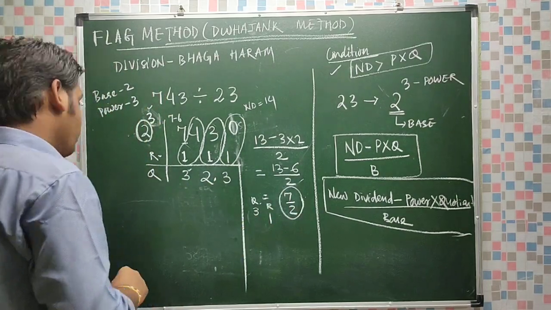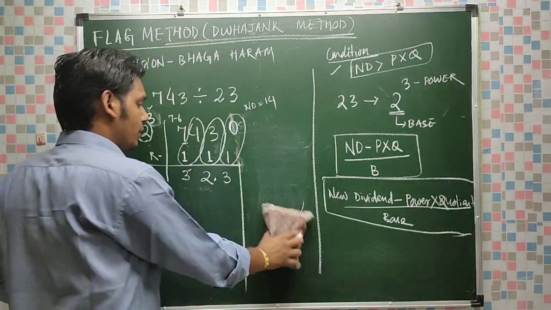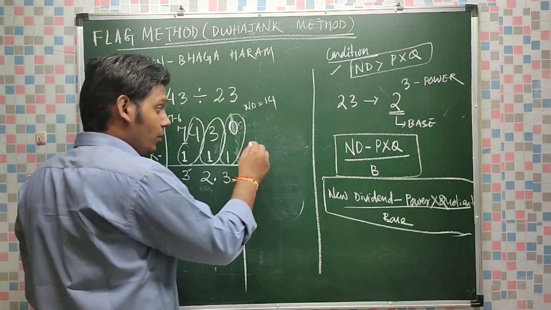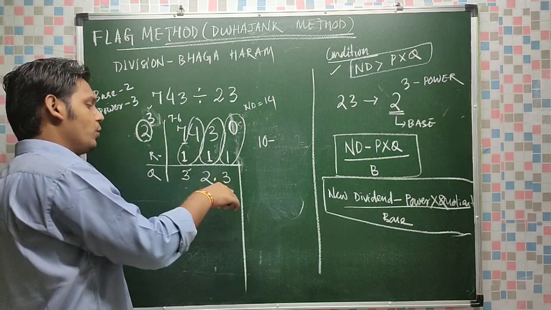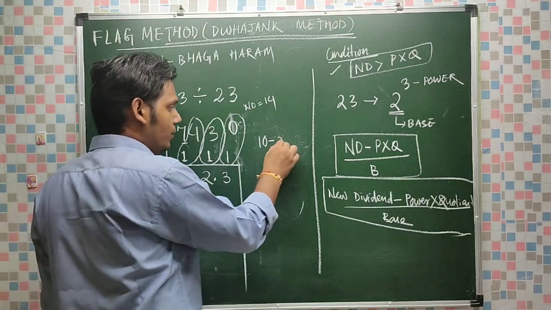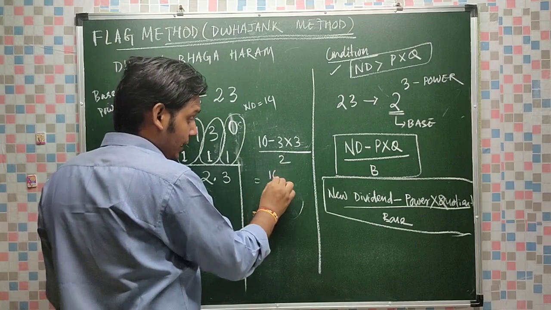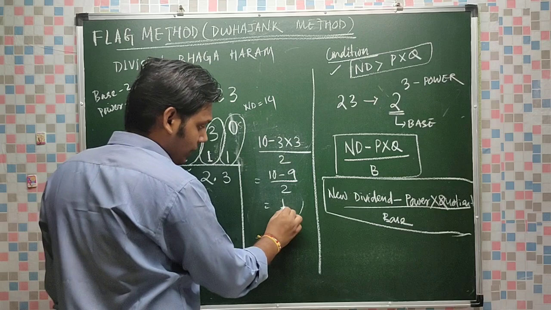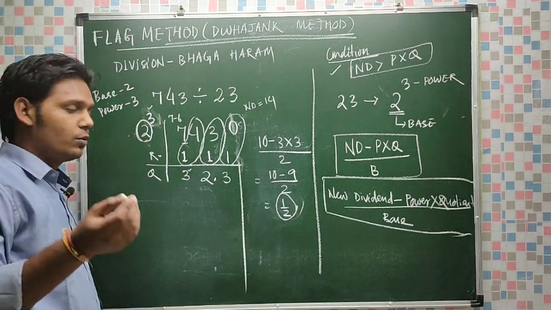Now again you have to use the formula. New dividend is 10 and new quotient is 3. So 10 minus power into quotient, 3 into 3, by base. So 10 minus 9 by 2. That means 1 by 2. So I cannot take anything, means not even one time can I take 2.